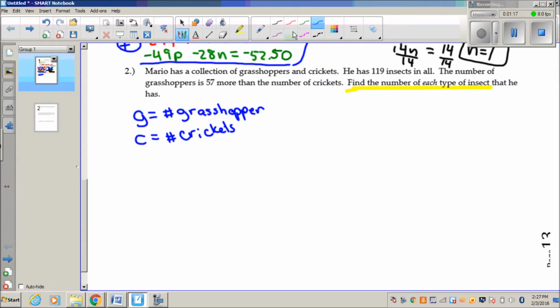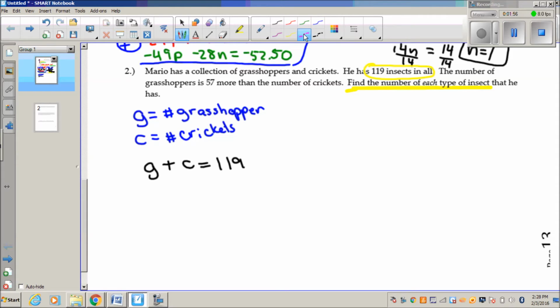Now let me go back and read my problem again. Mario has a collection of grasshoppers and crickets. He has 119 insects in all. That means if I add up all the grasshoppers and I add up all the crickets together, it's going to be 119. So that's my first equation. I know that all of the grasshoppers plus all of the crickets together are going to add up to 119 insects. So that's equation number 1.